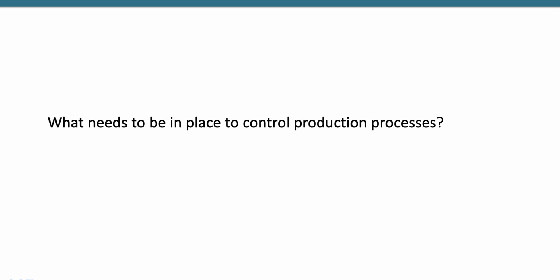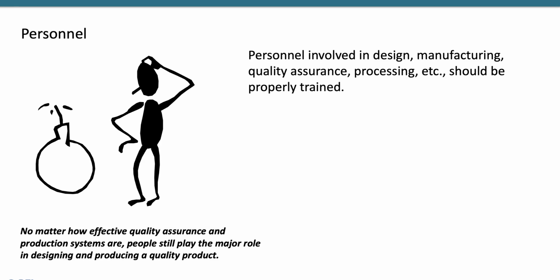So what is production process control? And what processes build this control, these production processes? First of all, people. All people involved in production need to be properly trained. It doesn't matter how good our processes are, how good our quality assurance is, or how good the equipment we use is. If people do not know what to do and how to produce a quality product, that's bad.